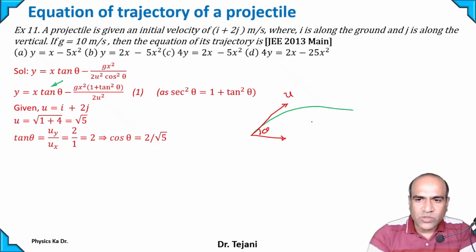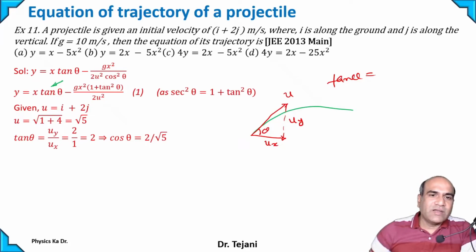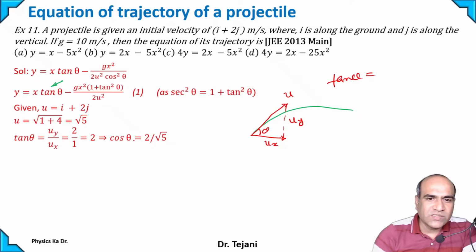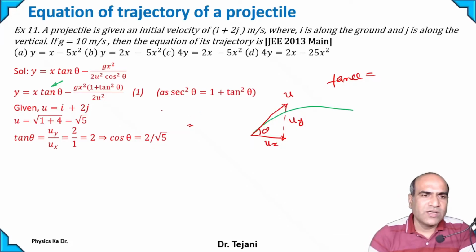So if we wanted to have the angle, tan theta is equal to the vertical movement uy divided by the horizontal movement ux. So tan theta is equal to uy by ux, which is 2 by 1, right? You can convert this into cos theta. It is not 2 by root 5, it should be 1 by root 5. Cos theta should be 1 by root 5.